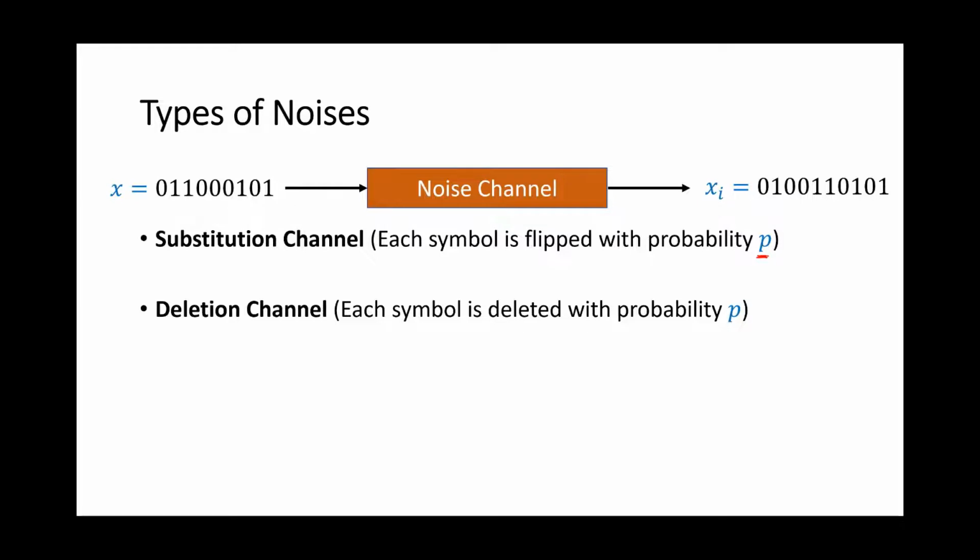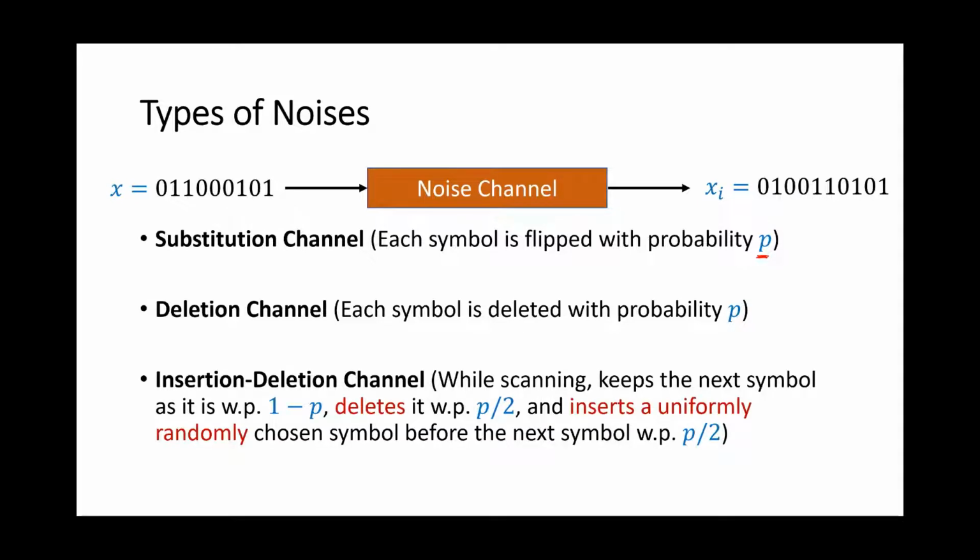Now perhaps the most challenging one is the insertion-deletion channel, where both insertions and deletions are allowed. Here the noise channel will scan symbols of x one by one, and while scanning, it will keep the next symbol as it is with probability 1 minus p. It will delete with probability p by 2, and it will insert a uniformly randomly chosen symbol with probability p by 2 before the next symbol.